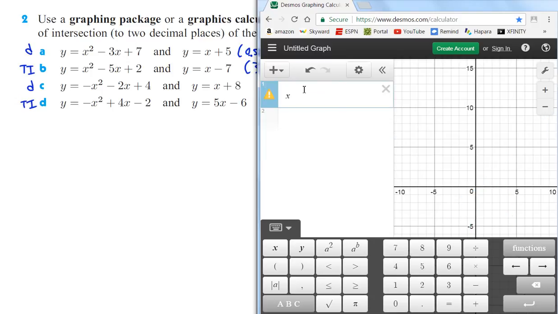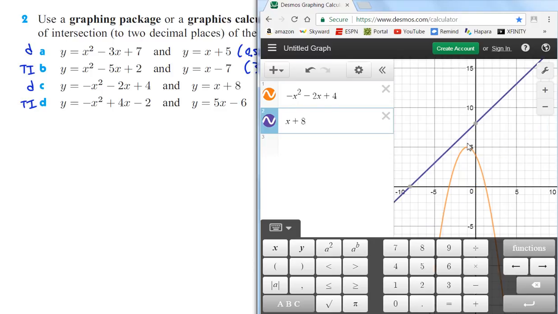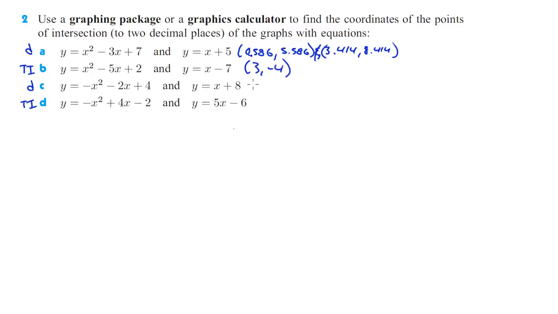So we got x squared. Oh, it's negative x squared. And then we got minus 2x. I was doing the bottom one. Minus 2x, and then plus 4. And then on this one, we're going to put x plus 8. Okay, and then we can pretty plainly see from these right here that they do not intersect at all. So we do no points of intersection.